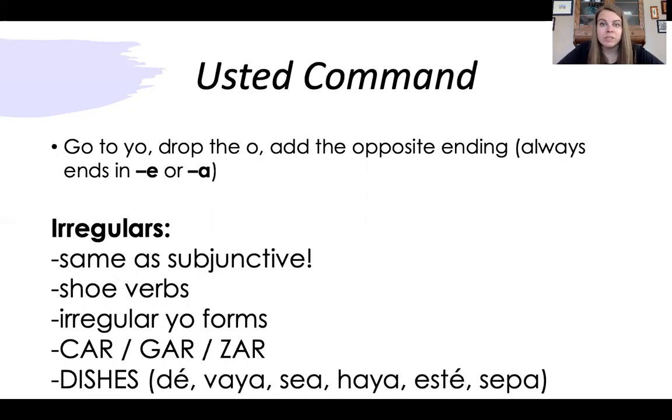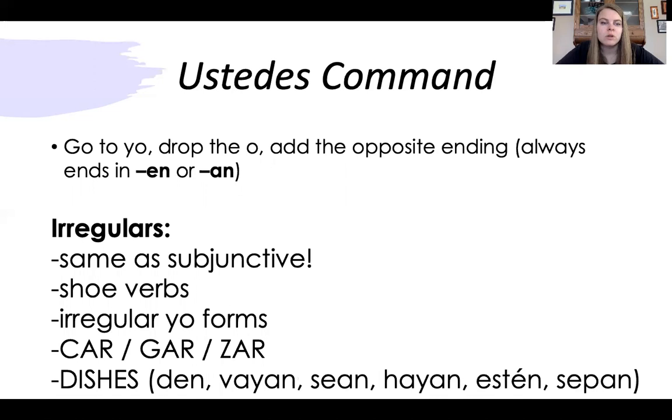Usted commands are really simple if you've already done a negative tú command, because you just drop the S. But if you're forming it from scratch, you go to yo, drop the O, add the opposite ending, and then it always ends in either E or A. And same irregulars as negative tú commands and subjunctive, so I'm not going to go through all of those. Ustedes commands, if you're forming it from negative tú and usted, it's really simple. You just add an N. Otherwise, you go to yo, drop the O, add the opposite ending. It always ends in EN or AN, and irregulars are the same.